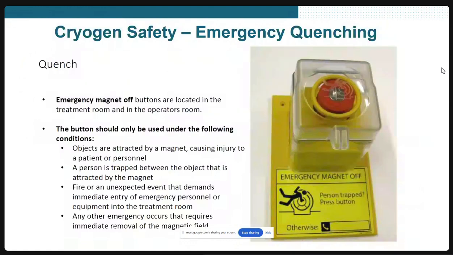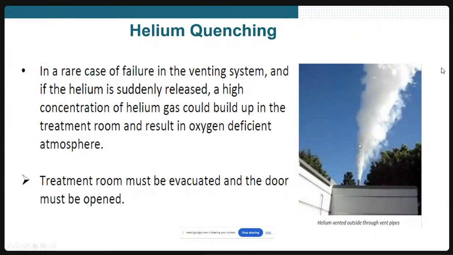Apart from the conventional emergency buttons, we have an emergency button for the MRI, which is called emergency quenching, to release the patient in case the patient gets stuck, or the technologist gets stuck between a big metallic object and the MRI machine. Only in life-saving situations do we use this. This is how they vent the helium.